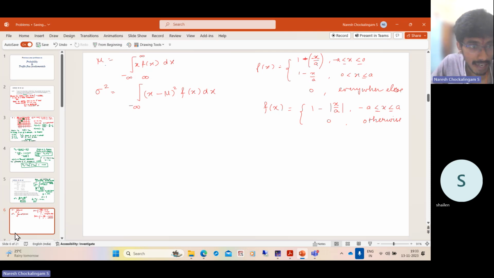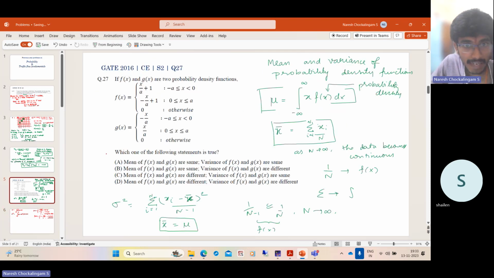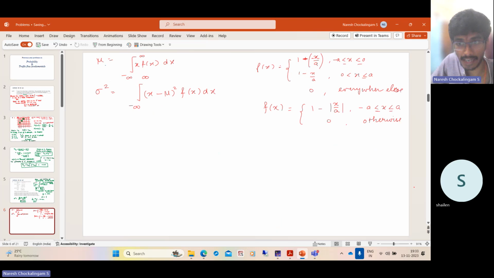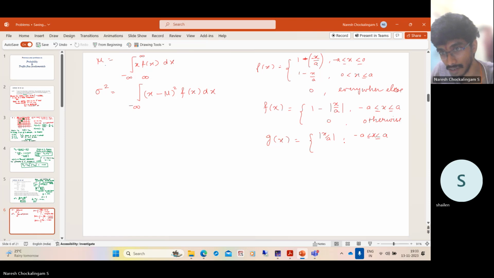So remember this, and then look at what the second function is. Again, when x is negative, you have a minus x by a, and when x is positive, you have a plus x by a. So that you can again write using the modulus function as g of x is equal to mod x by a if x is lying between this interval, and 0 otherwise.